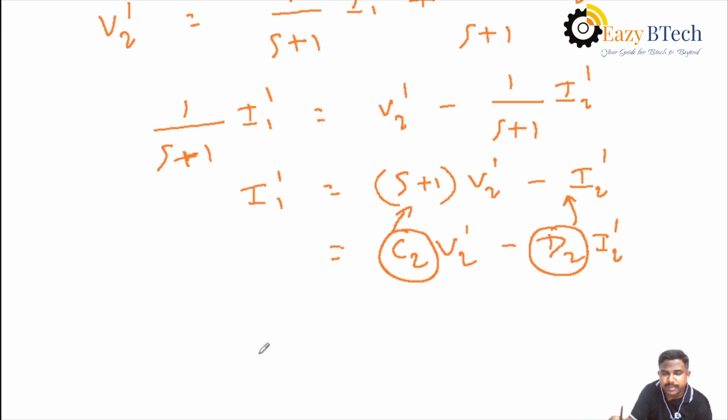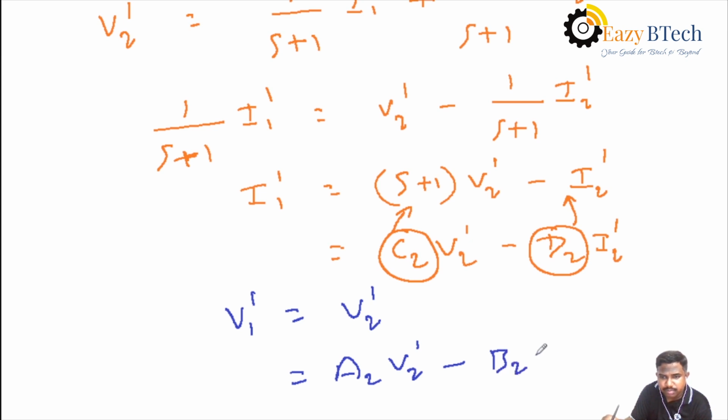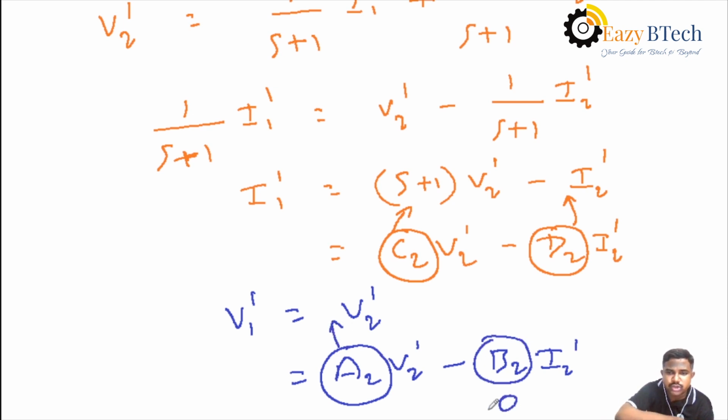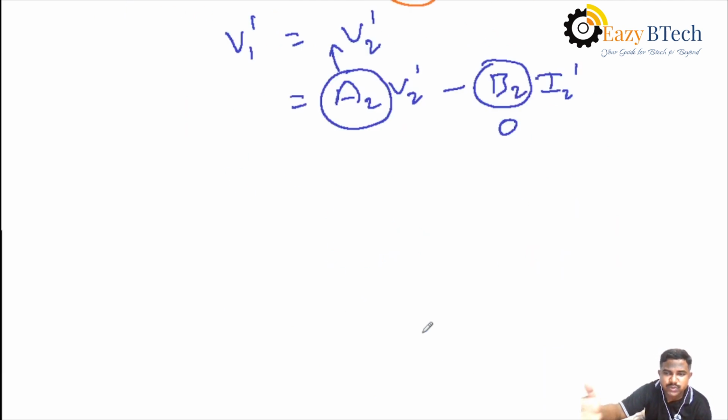Similarly, you can replace the I1 dash value in the first loop equation. That's why you will get V1 dash equal to only V2 dash. Both are equal. That is A2 V2 dash minus B2 I2 dash. That means the value of A2 is 1 and the value of B2 is 0. There is no B2 term in the equation. That's why the value of B2 is 0.